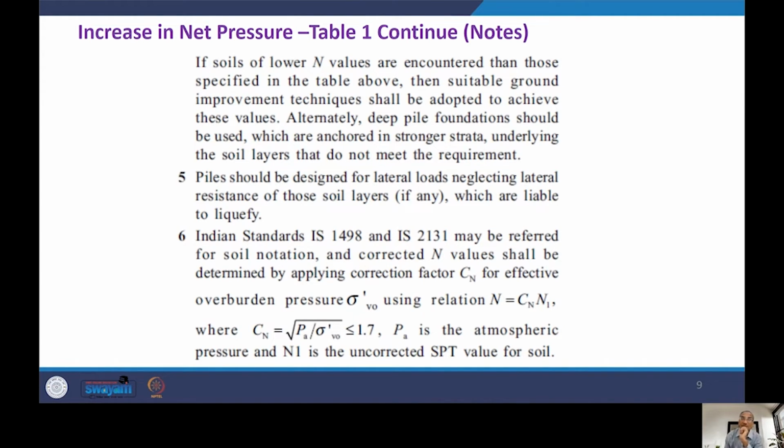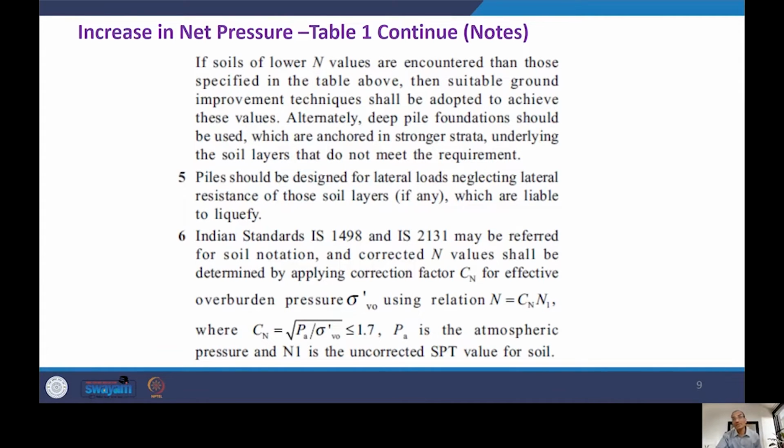The maximum value of Cn has a cap put on it and should not be more than 1.7. So, if from this formula you get a value of Cn of 1.7 or less, then it's fine. Otherwise, if you get a value higher than 1.7, then Cn should not be taken more than 1.7. In this equation, Pa is the atmospheric pressure.